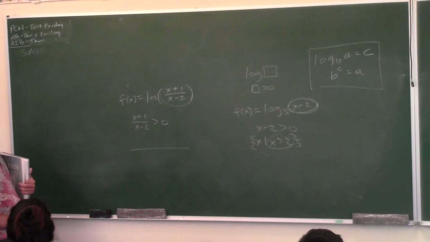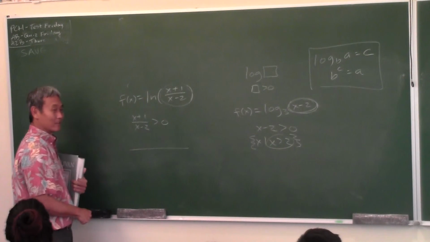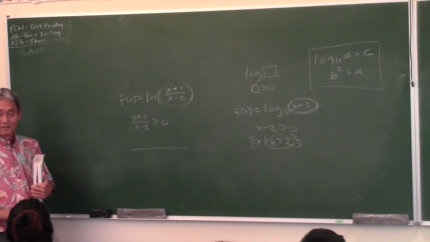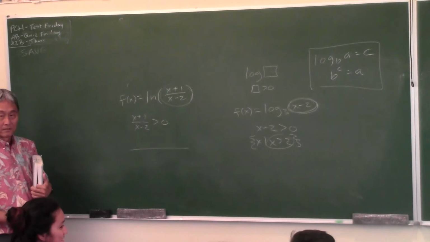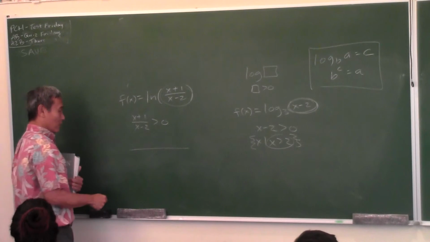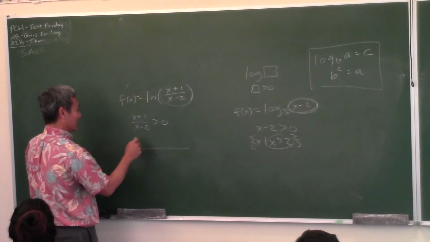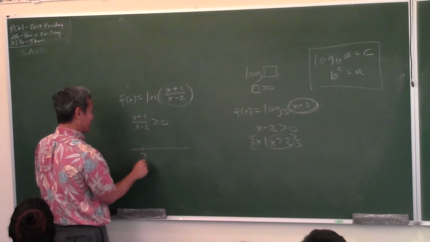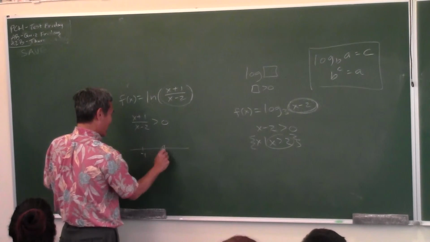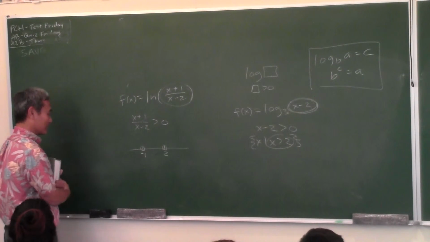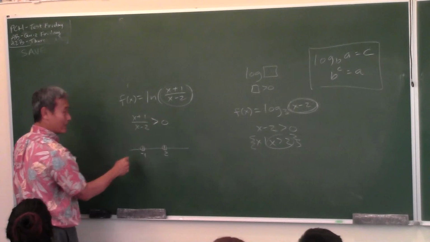Why do you think we learned it last chapter? So we can just forget about it? Who said that? What do I put on the number line? What makes the top 0? What makes the bottom 0? Okay. How come they're both not part of the solution? Because it's just greater than, it's not or equal to.